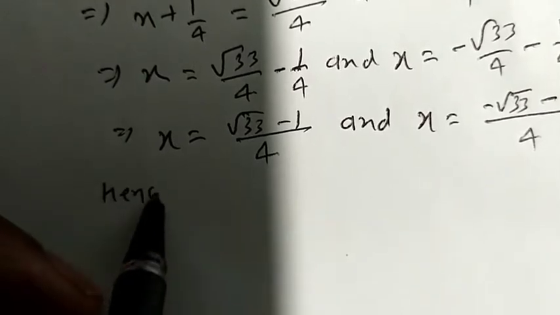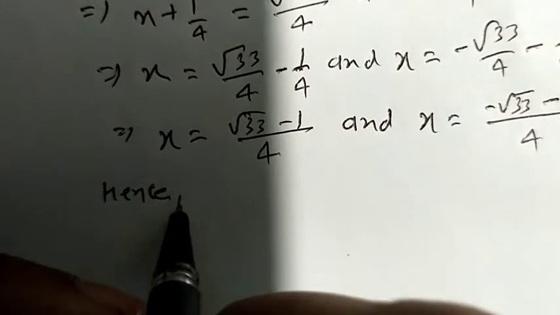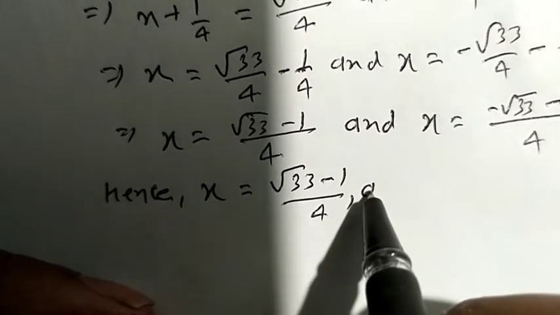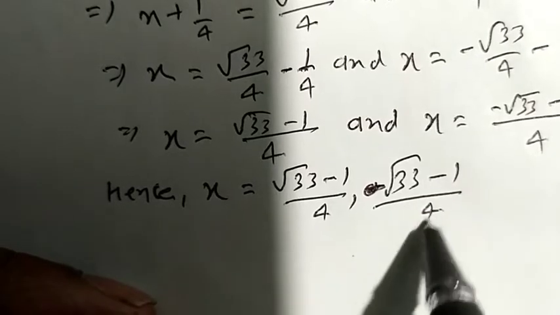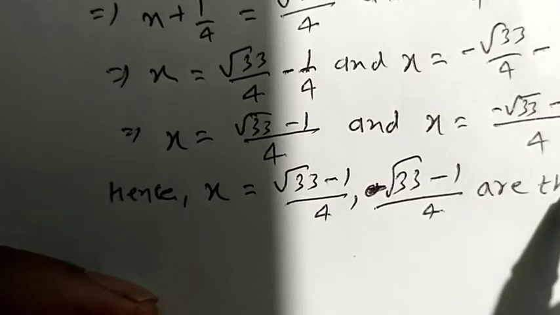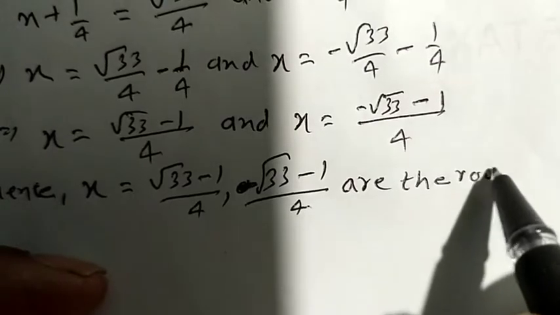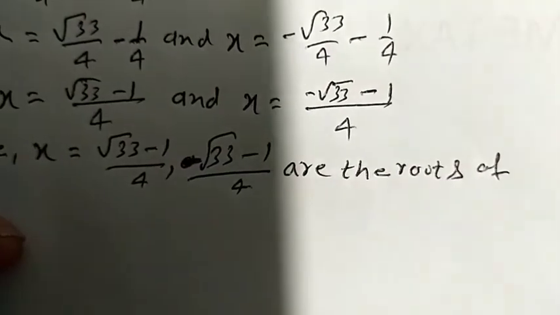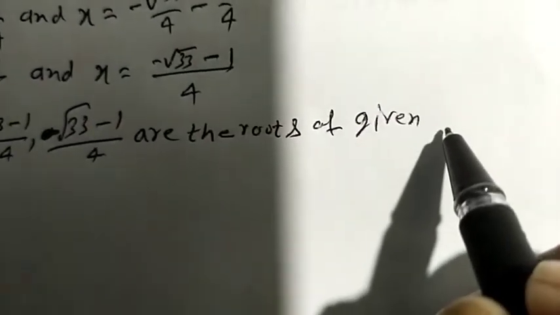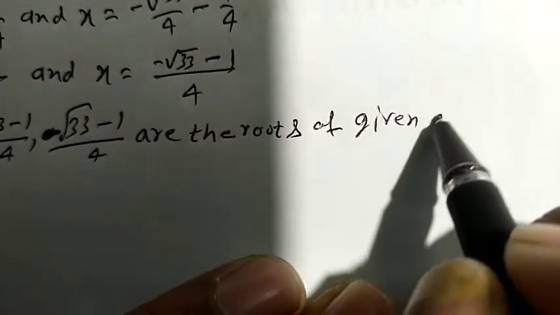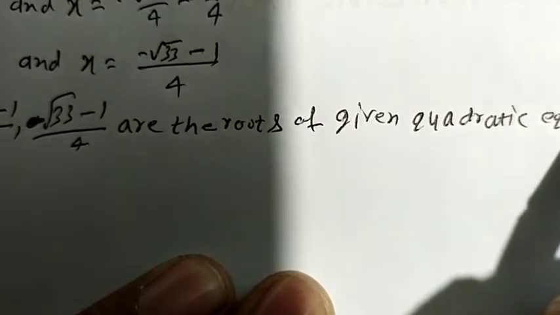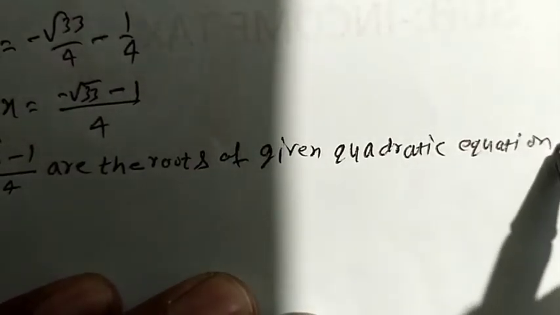Hence x is equal to root 33 minus 1 by 4 and minus root 33 minus 1 by 4 are the roots of the given quadratic equation. That is our answer.